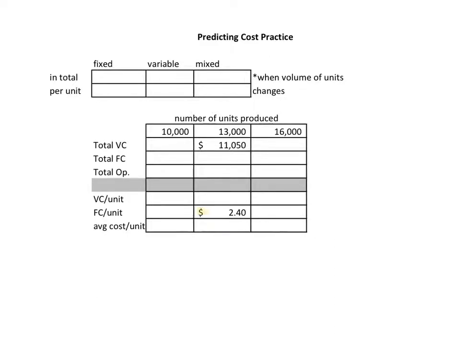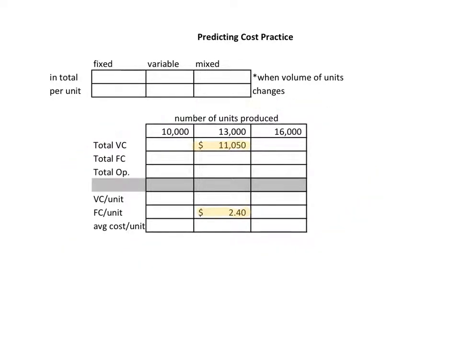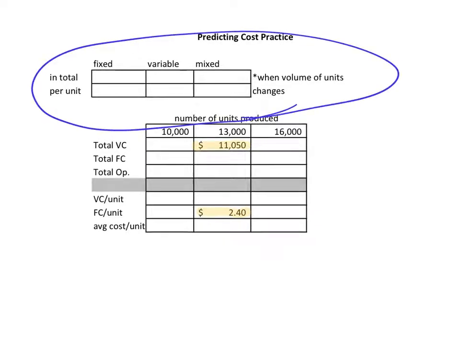In this question, given only two numbers about cost per unit and total cost, we're going to fill in all the remaining costs listed in the table. We're going to do this based on our understanding of cost behavior. So before we get started filling in the numbers on our table, let's visit what we know about cost behavior for fixed, variable, and mixed costs.